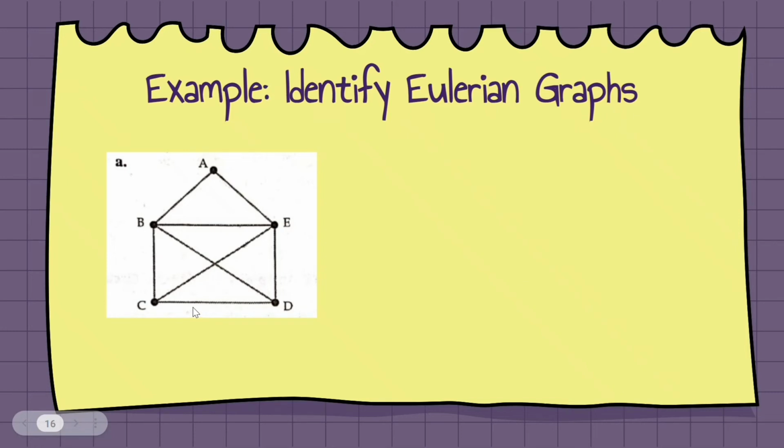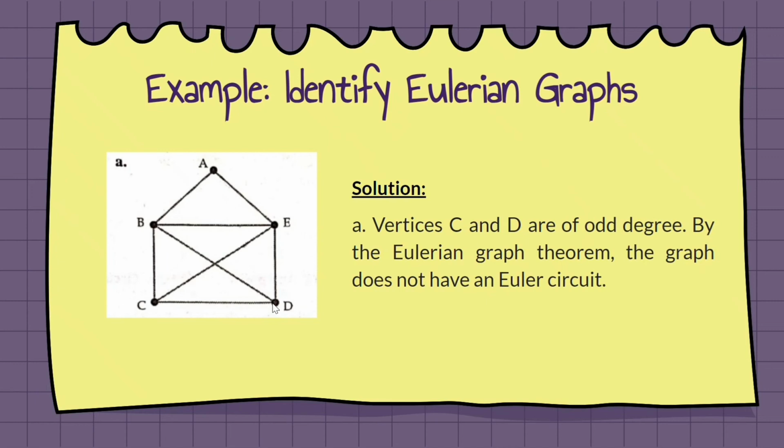So it has an odd number of edges sprouting from vertex C. The same with vertex D. It has 3 edges sprouting from it. So we cannot call this an Eulerian graph since the graph contains vertices C and D which are of odd degree, right? So by the Eulerian graph theorem, the graph does not have an Euler circuit. So I hope you have followed me, class.